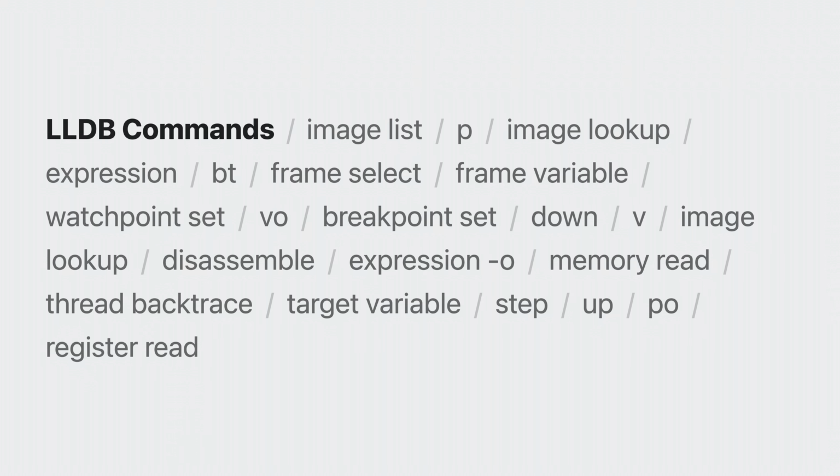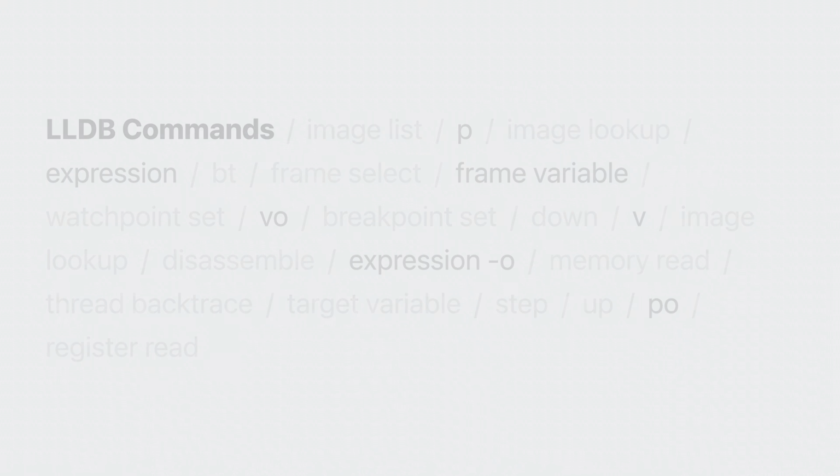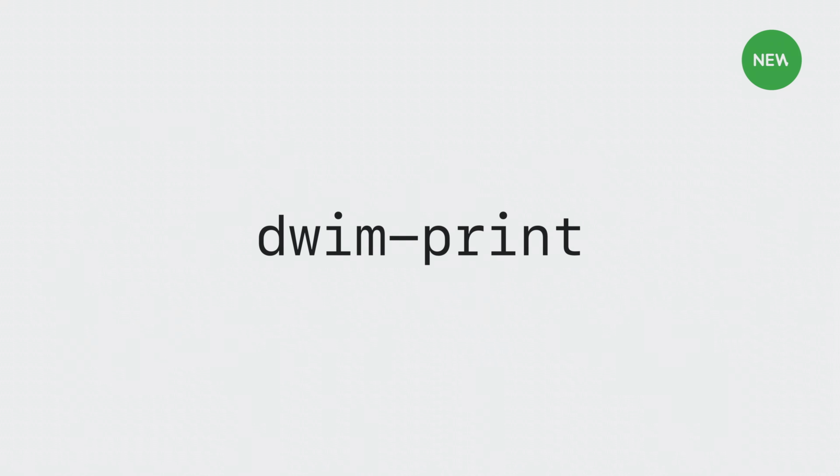However, there are many other commands, like expression, v, vo, frame variable, and many more that I may need to remember. This can be difficult to do, so to assist developers, we're introducing dwim-print. Dwim-print allows for you to save time by using a single command to evaluate many different expressions in your code, all while returning you the result in the fastest possible way.